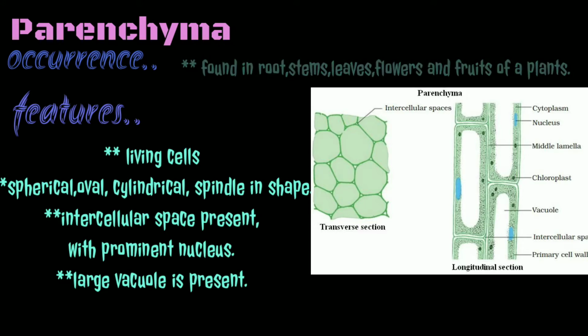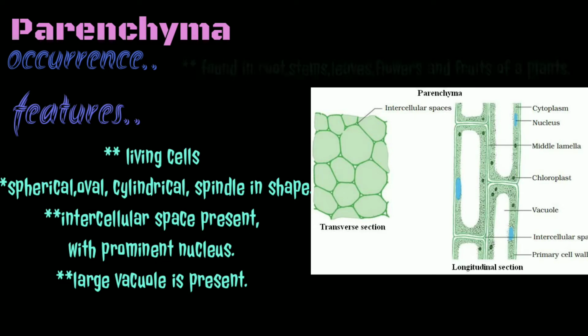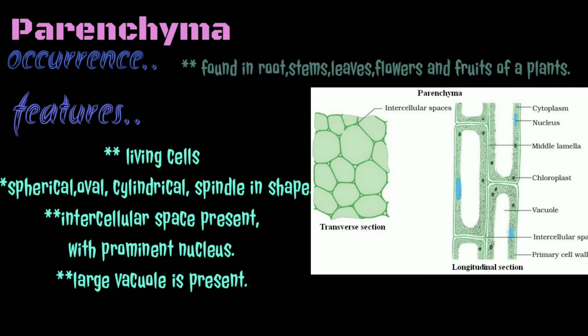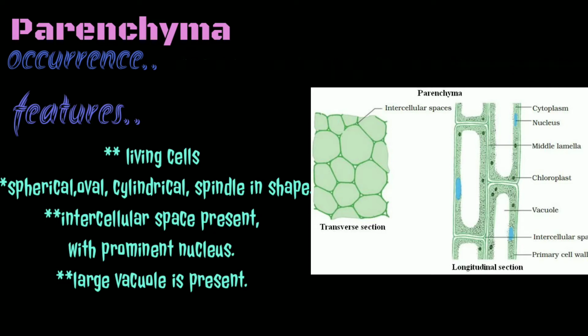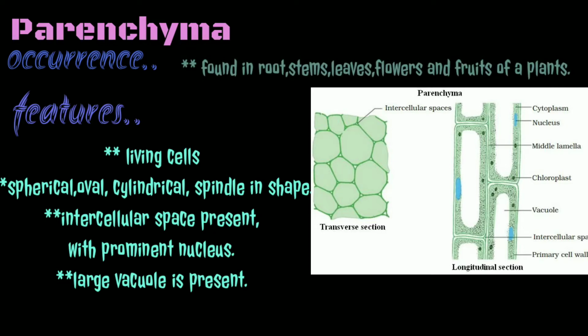Generally their cell walls are thin and flexible, and they have proper intercellular space, see in the diagram, and their cell wall is actually made up of cellulose or calcium pectate, and each cell, as I told you, has a prominent nucleus with a large central vacuole.